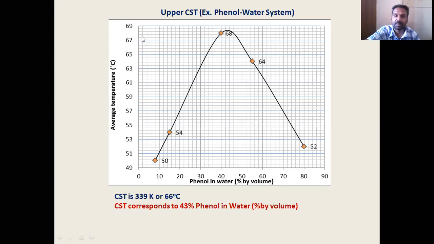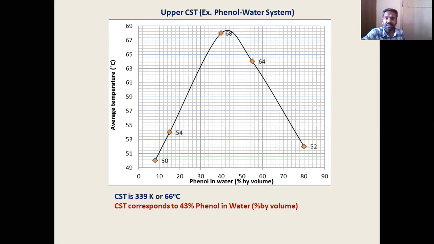So when you do this experiment, from your experiment the result is like this. The CST, critical solution temperature, of the phenol water system is 66 degrees Celsius. What is the volume of phenol water corresponding to the CST? It is 43% phenol. That means a mixture containing 43% phenol in water has the maximum miscibility temperature, and that maximum miscibility temperature is called the critical solution temperature.